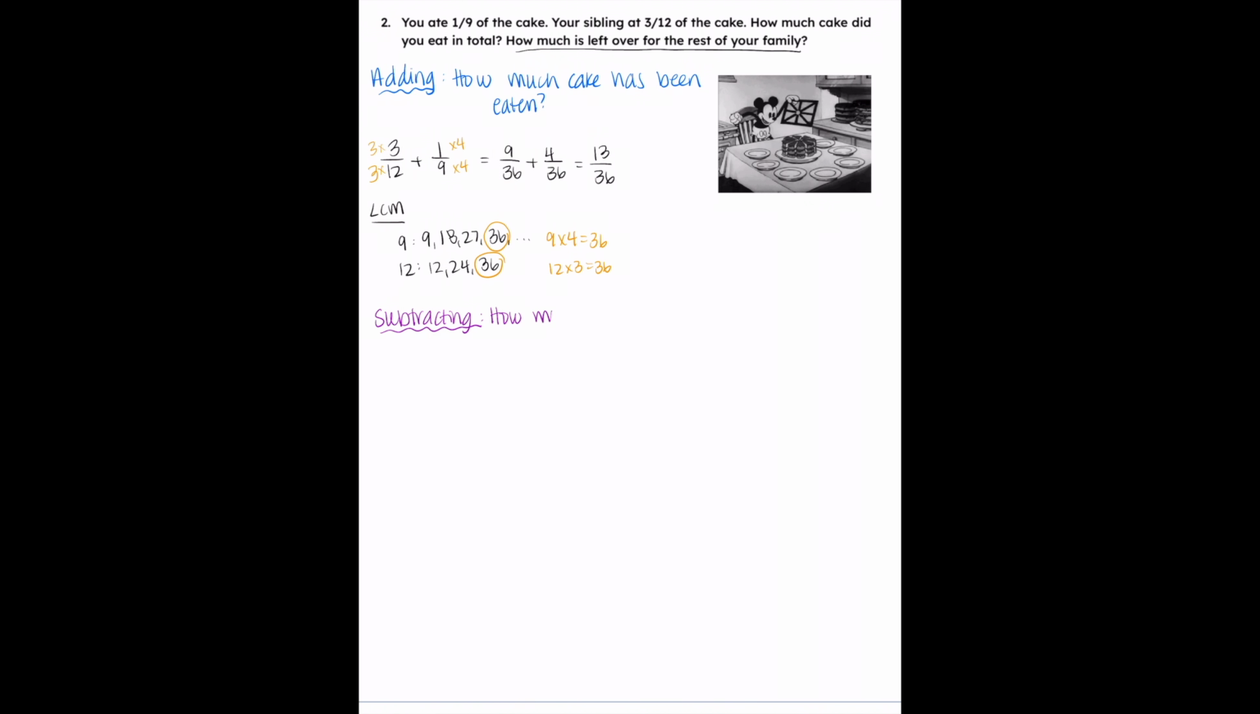Normally, when they say left over or left, we would be using subtracting, right? So we would subtract here to find out how much is left over for the rest of your family. Now, what would we be subtracting by? We started out with a whole cake, right? Now we have eaten 13 out of 36 slices. So the whole cake, and just like our last problem, when you have the same numerator and denominator, in this case, our common denominator was 36. So if we do 36 over 36, that would represent our whole cake.